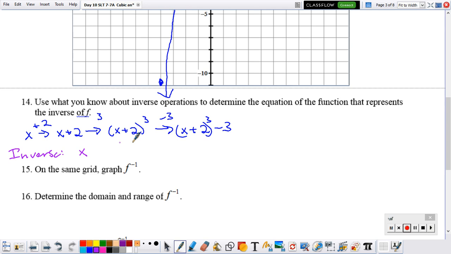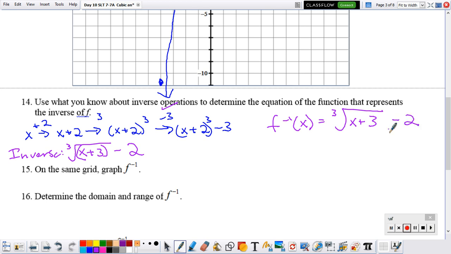So minus 3 to plus 3, and then after subtracting 3, the next operation we did, we cubed it, so it'll be cube root, and then the first thing was plus this. Okay, so everyone should get the function, the cube root of x plus 3 minus 2.